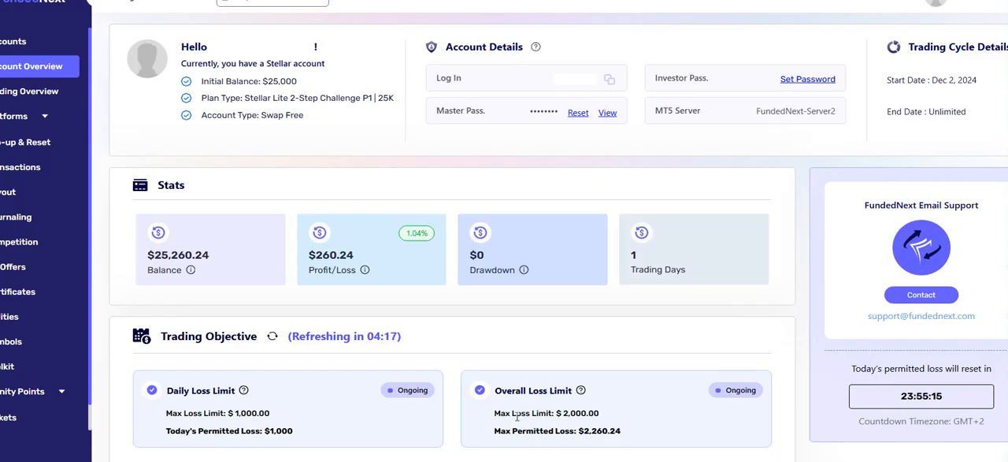Now the target profit I need to make is 2k in this particular case. The daily loss is 1,000, so that's the maximum I can lose per day, and the overall loss is 2,000 in this particular case. Okay, now the way we're going to do that would be the following.